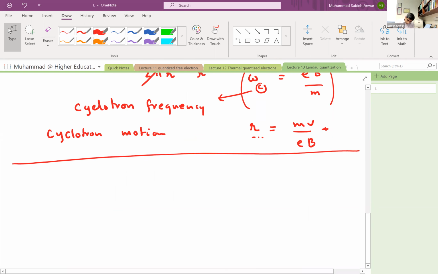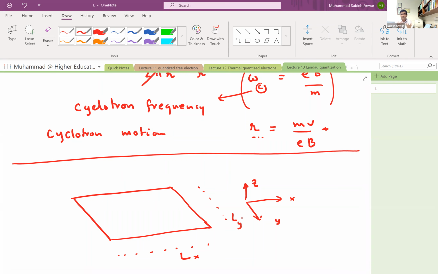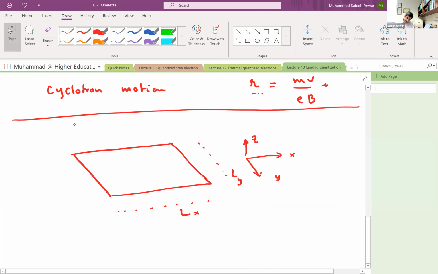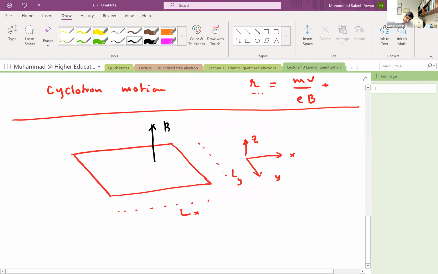Let's consider a solid. This is my x-axis. There's a y-axis, so I have x and y, and I have a z-axis. So this length, suppose, is Lx. This length is Ly. And this piece of solid can have a certain thickness as well, which does not concern me for the time being, but of course it has some thickness. And I apply a magnetic field that is perpendicular, or transverse, to the plane of this solid. This is my magnetic field.